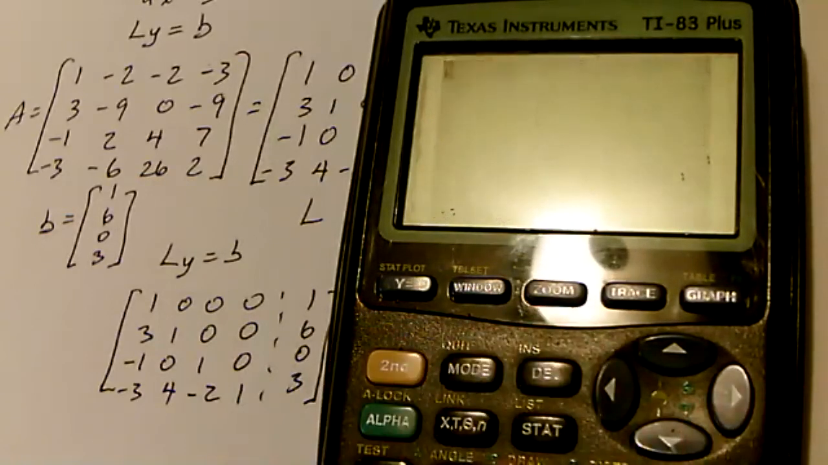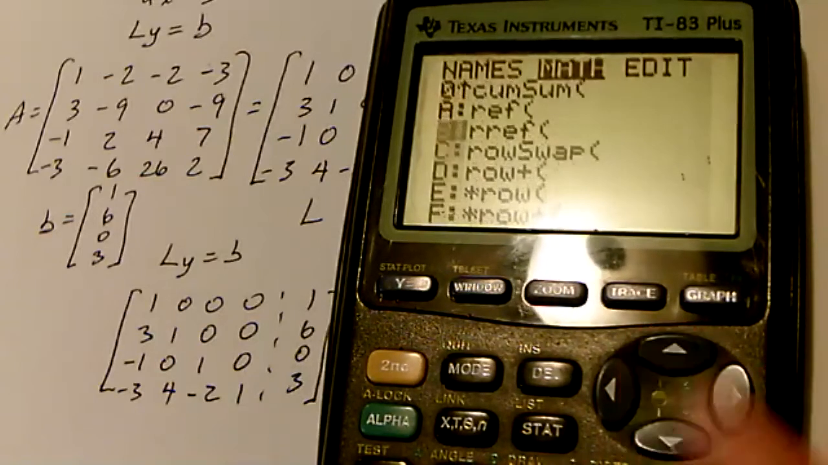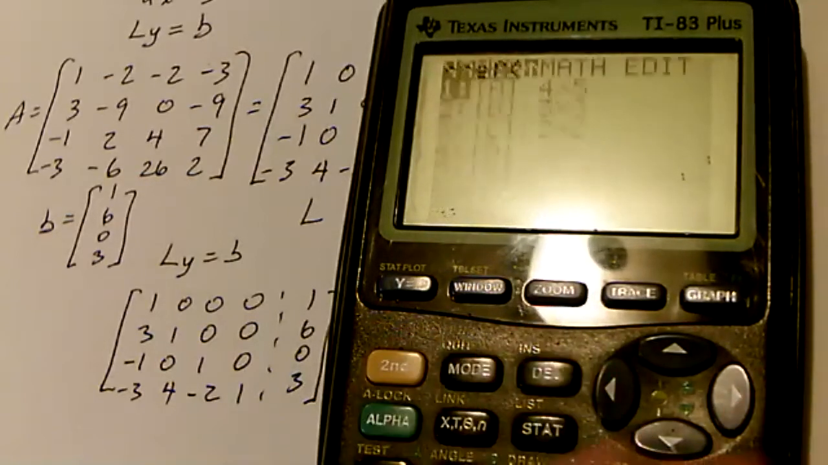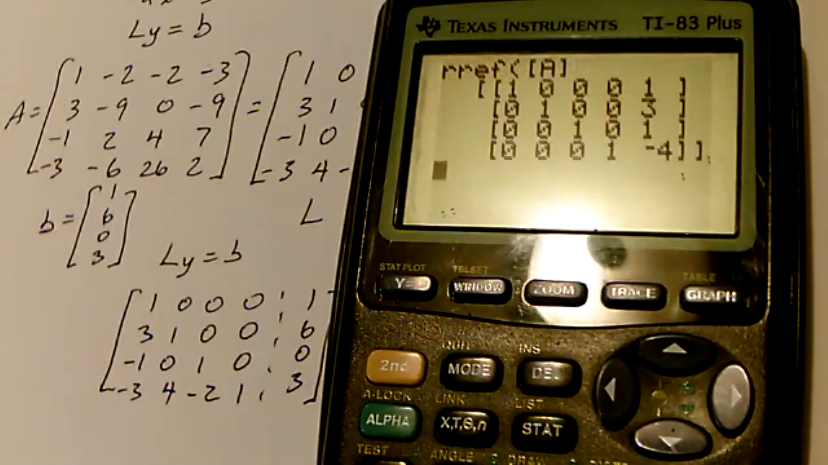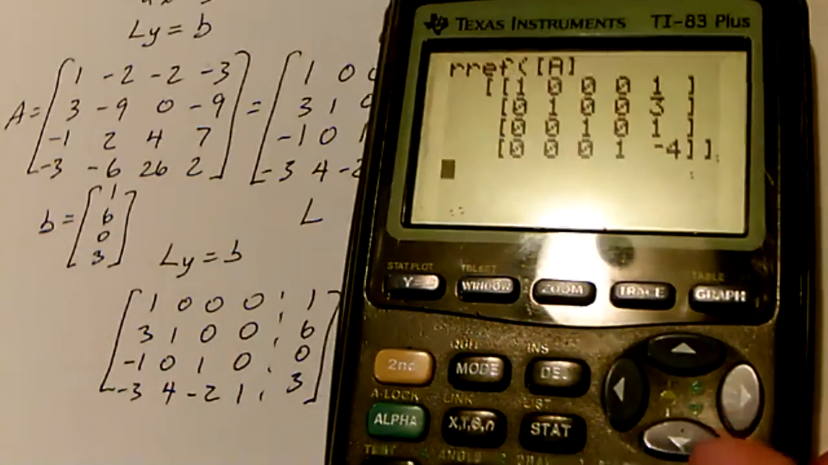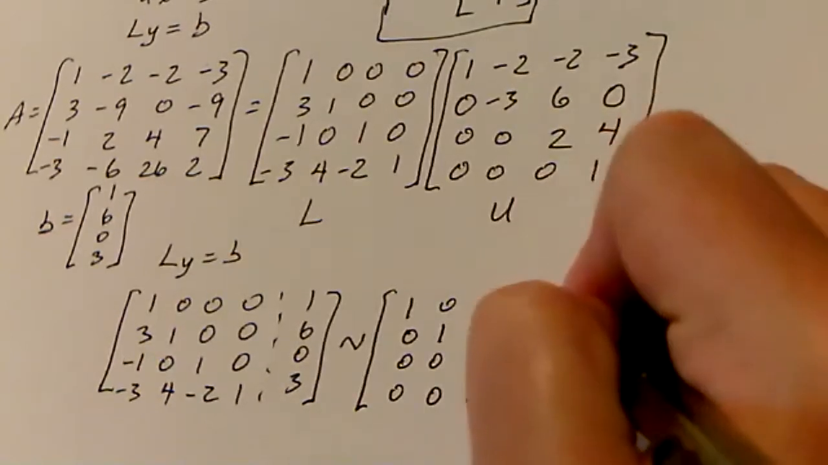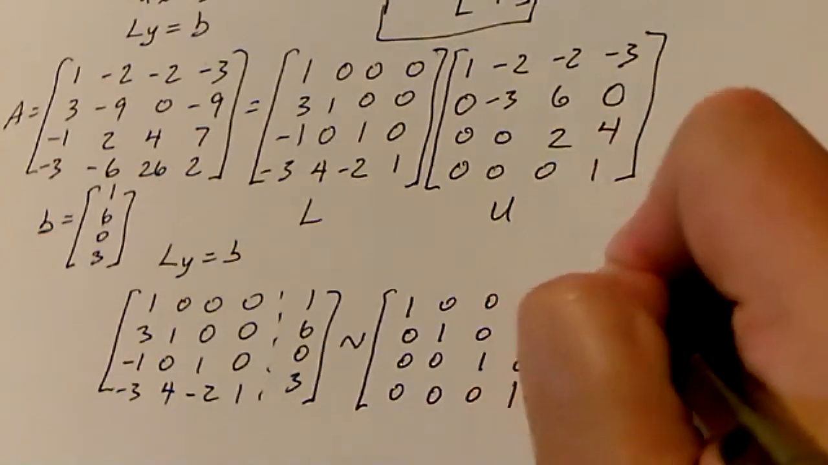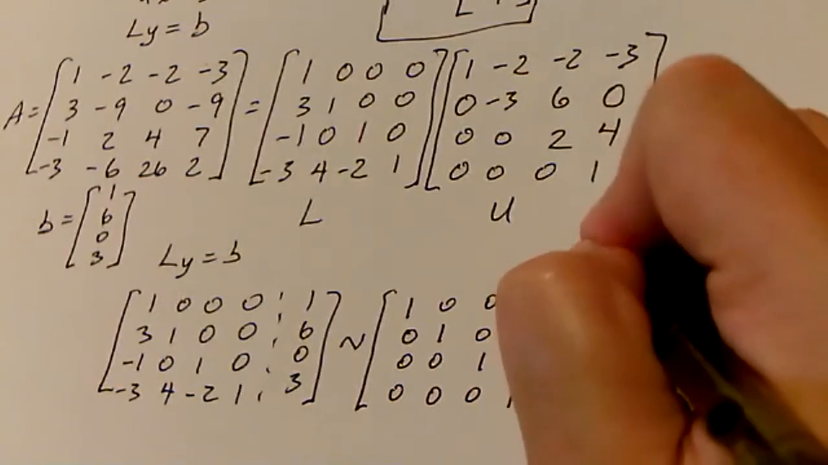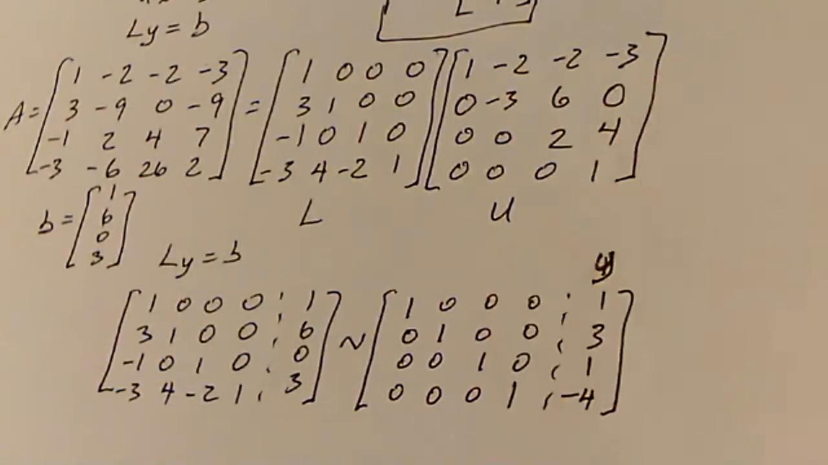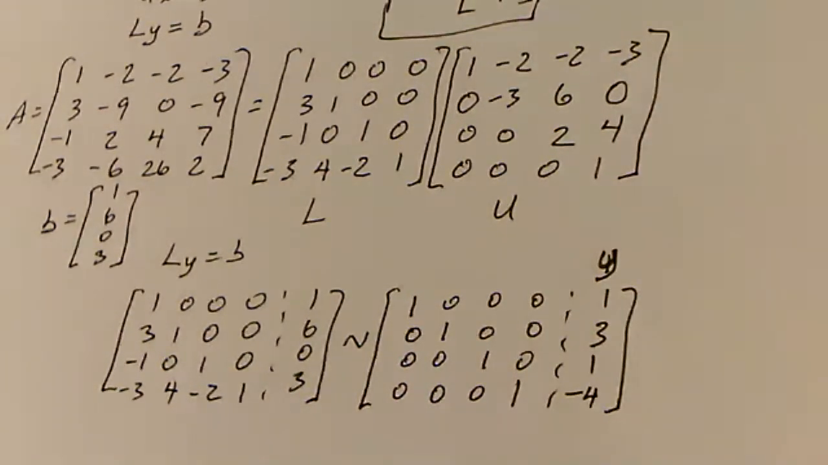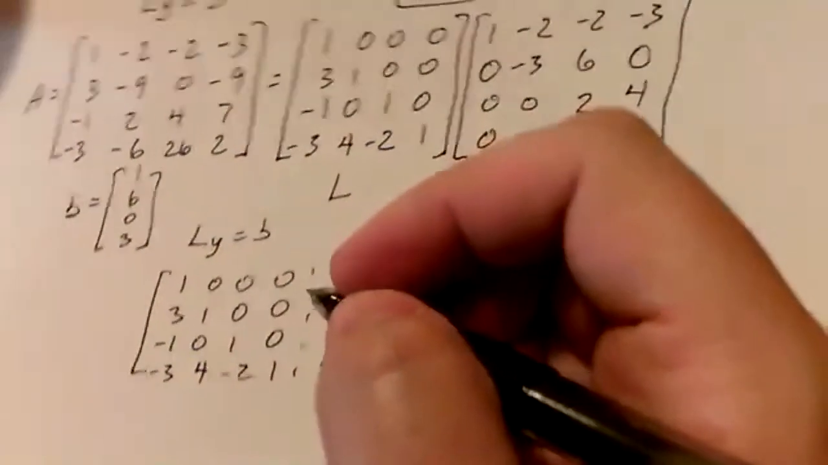Okay, we're going to quit. We're going to go to matrix, go over to math, RREF, the command there, RREF of my matrix A that I just made, and I get 1 3 1 negative 4. So 1 3 1 negative 4. So this is my vector y.